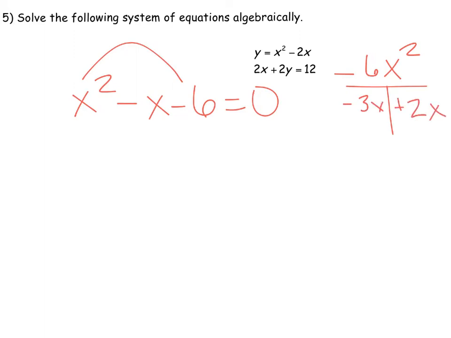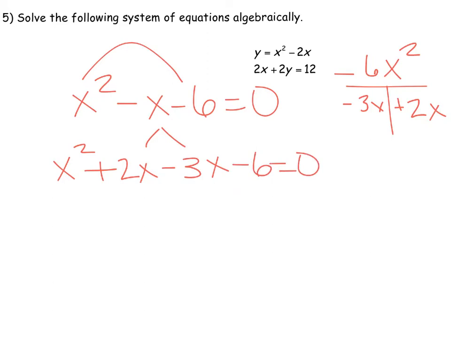Is that actually going to work? Let's see. Negative 3 times positive 2 is negative 6. When I add those two things together, I do get negative 1, so that works out. So now I can split the middle. I have x squared plus 2x minus 3x minus 6 equals 0.